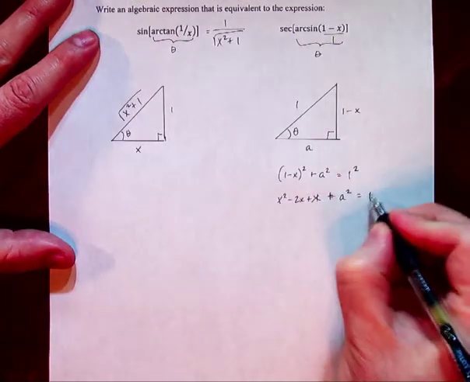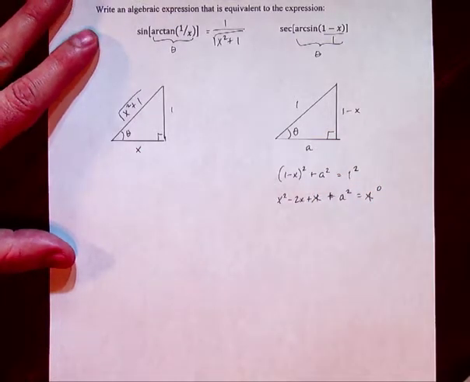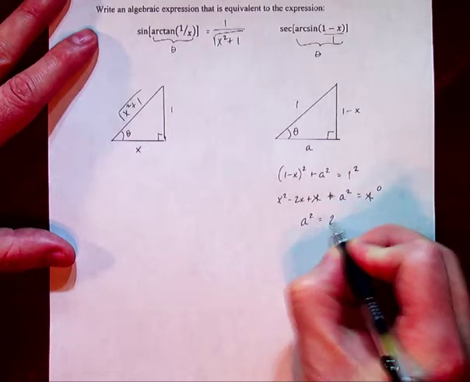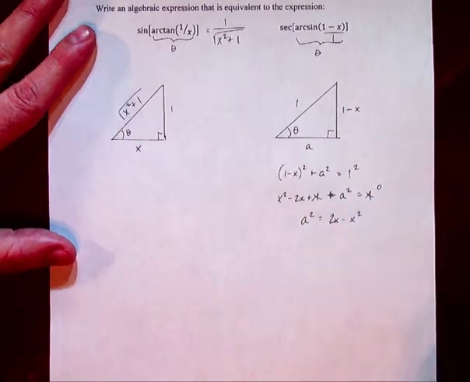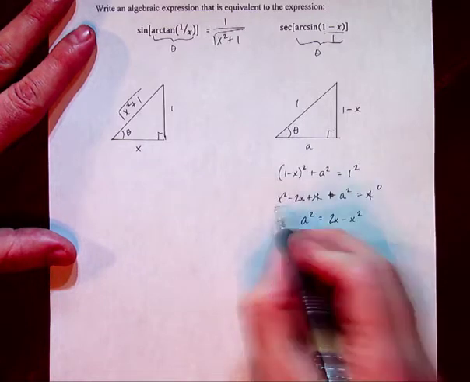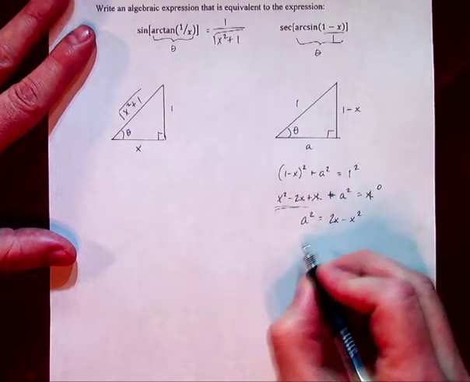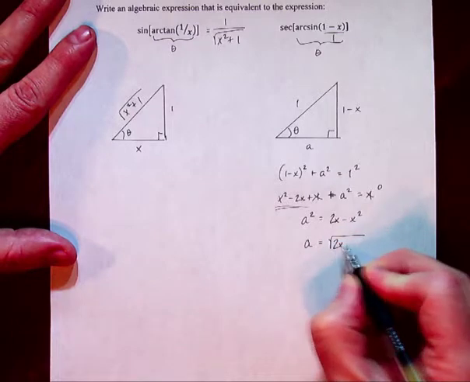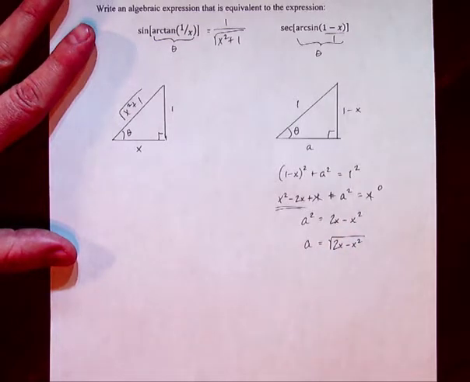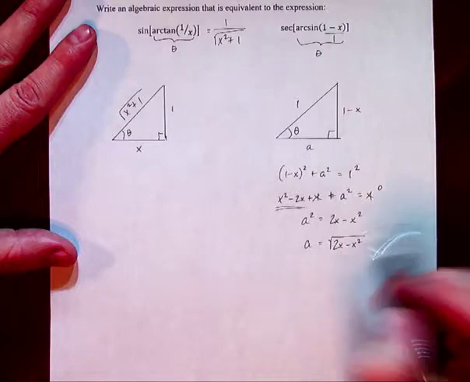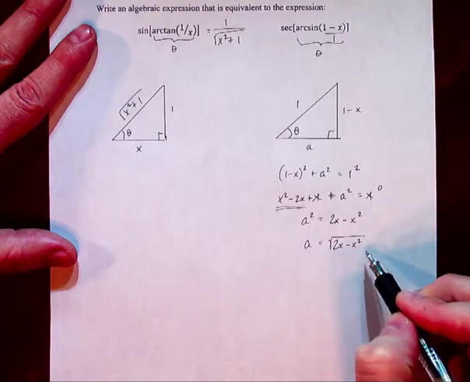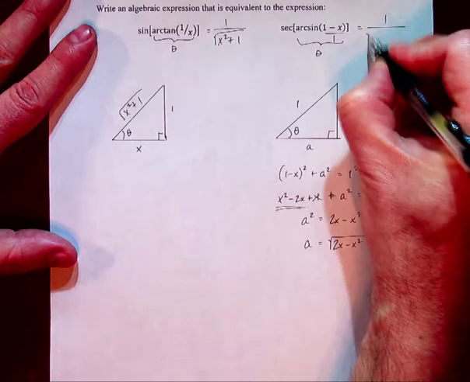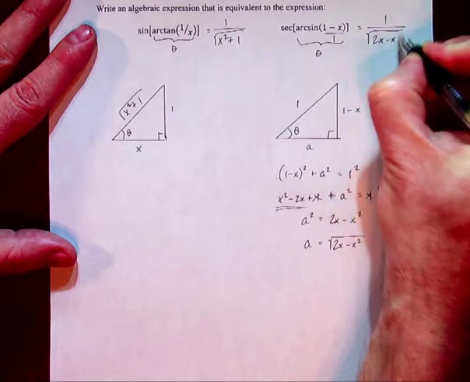Okay, well, you subtract 1 from both sides, you're going to get that. And so you get a squared is equal to 2x minus x squared when you subtract both of those terms from both sides. And you get a is equal to the square root of 2x minus x squared. Now, if a is equal to that, and the secant is hypotenuse over that, then we just have 1 over the square root of 2x minus x squared.